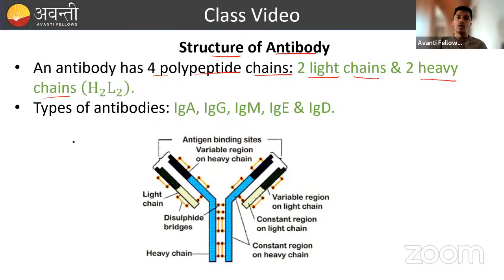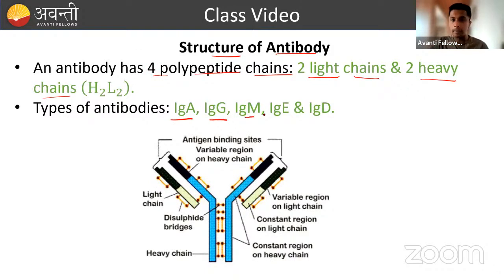The 2 light chains are identical to each other and the 2 heavy chains are identical to each other. Both the lights are identical. Both the heavies are identical. But if you see in the picture, the light chain and the heavy chain are held together by a disulfide bridge. Now, there are several types of antibodies produced by our B lymphocytes, each having a specific function. For example, we have IgA. Ig stands for immunoglobulin.